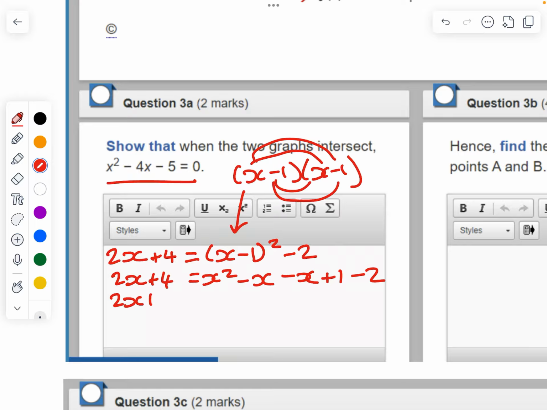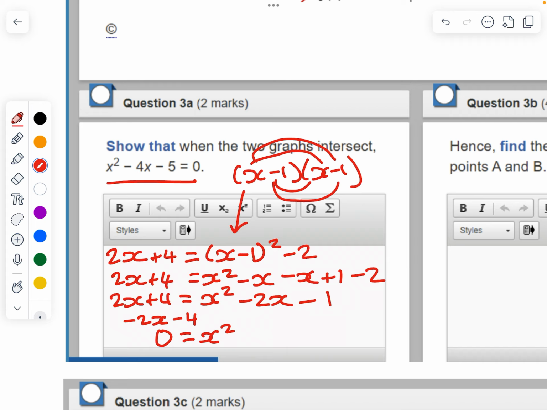Right, I'm going to just simplify the right. So x squared, then minus 2x because negative x and negative x. And then positive 1 minus 2 is going to give me a negative 1. Right, and then I'm going to bring everything over to the same side. So I'm going to minus 2x, and I'm also going to minus the 4. So the left is 0.